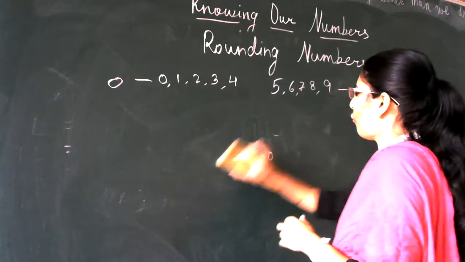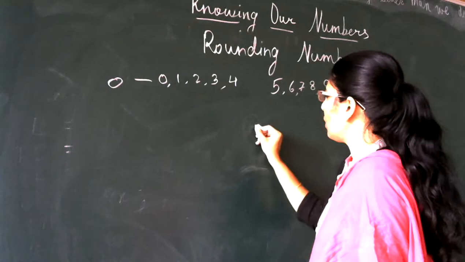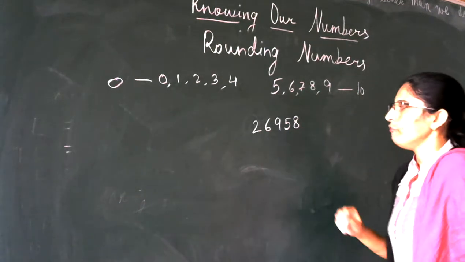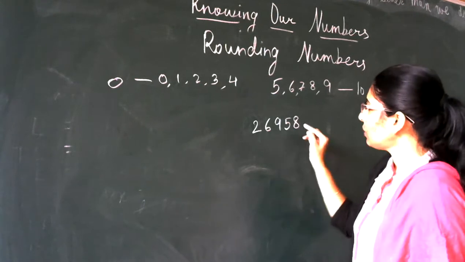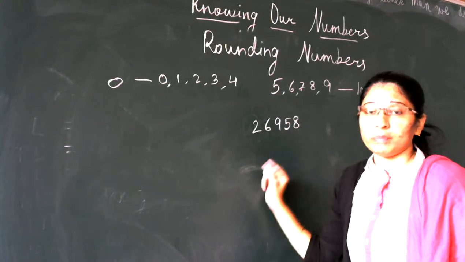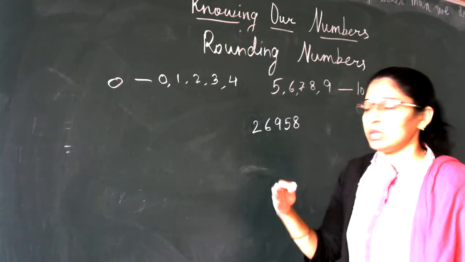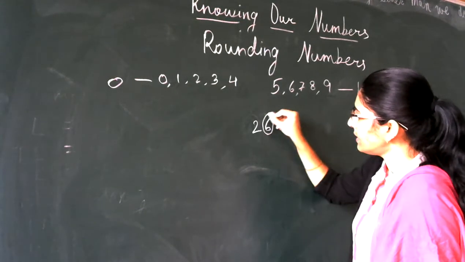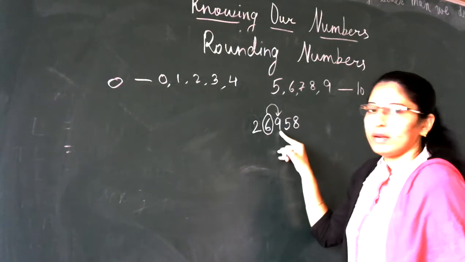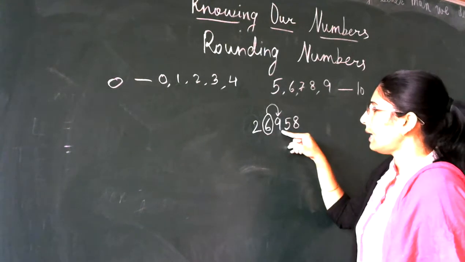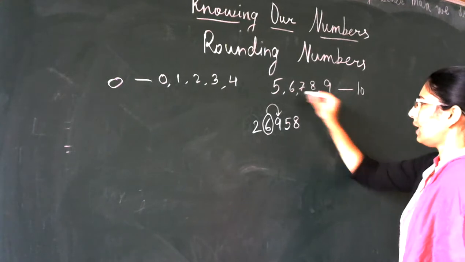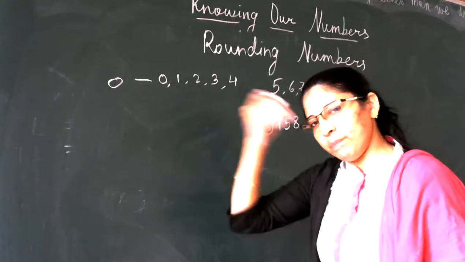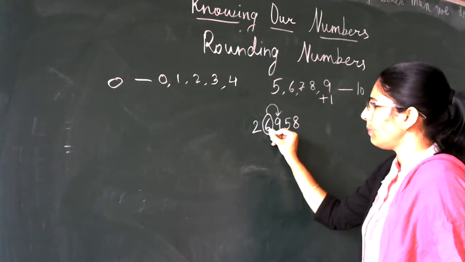The same method we need to follow for 1000 and lakh also. Now, if we have to round off to 1000, what do we have to do? Say 26,958 is given, and we have to round off to 1000. We circle the 1000s place and see the previous number. The previous number is 9. When a greater number is there, we have to plus 1. This we have to remember. When the digit is smaller, we do not plus 1; we keep the same number. So here 9 is there, which means this will become plus 1.